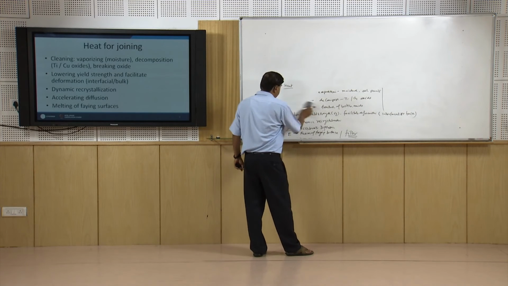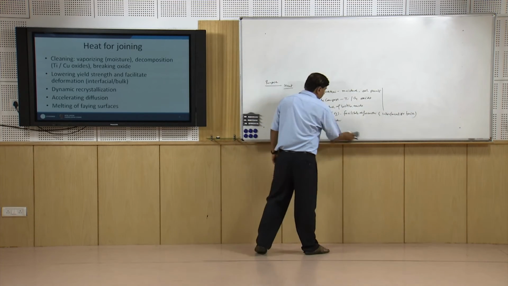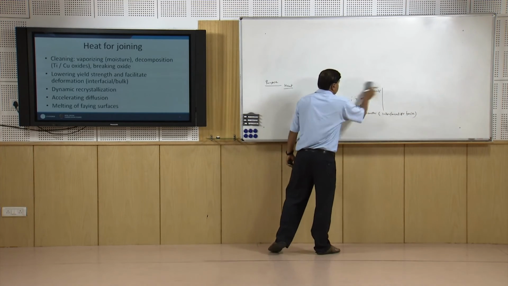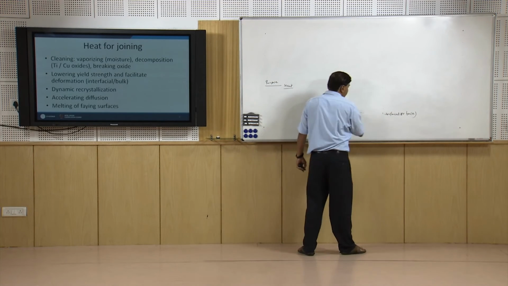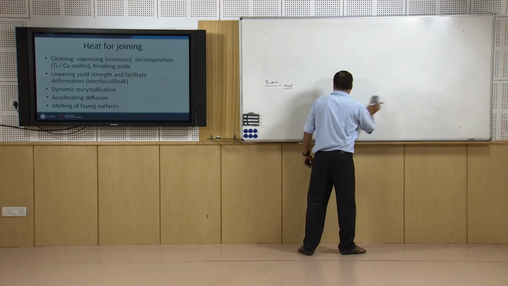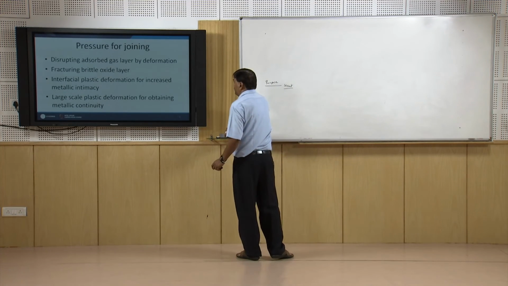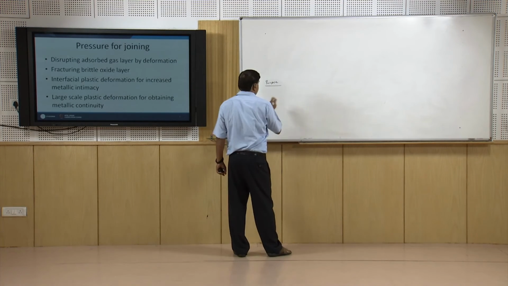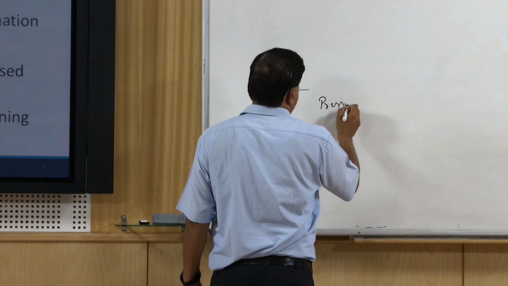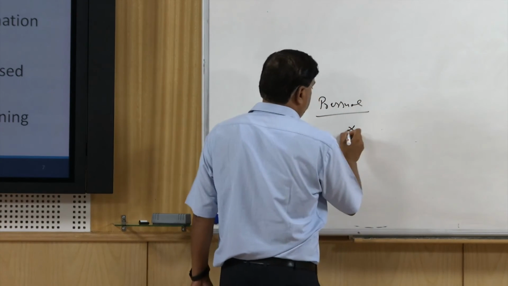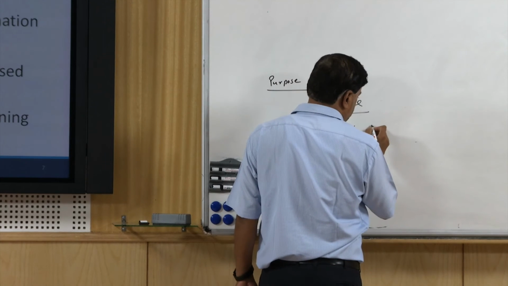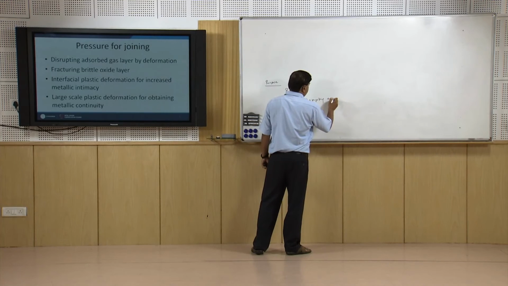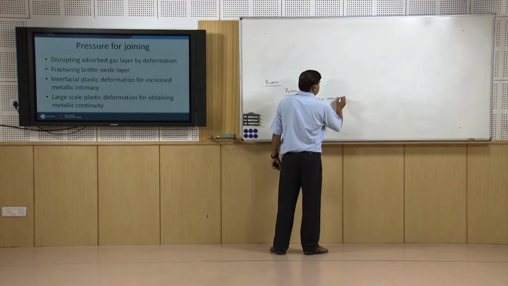Now, we will see the purpose for which pressure is applied. The pressure in the joining processes is used for different purposes than those for which heat is used. One purpose is disrupting the adsorbed gas layer.